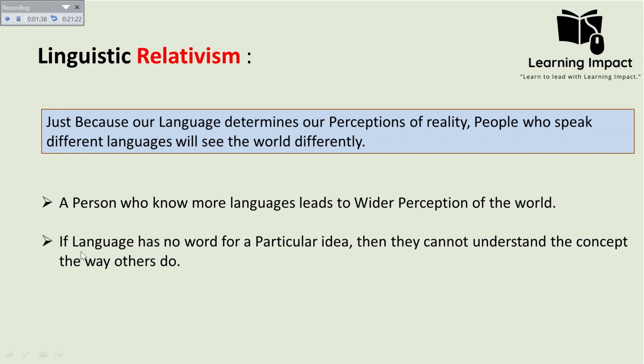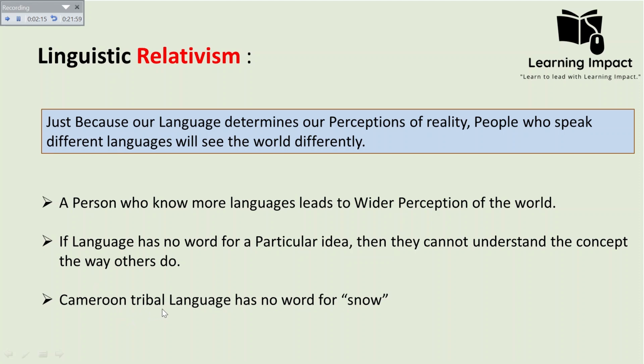Also, according to linguistic relativism, if a language has no word for a particular idea, then its speakers can't understand the concept the way others do. In order to understand the concept, you must have a word in your language for it. And there is an example of it. In the Cameroon tribal community, there is no word for snow, so they are not able to understand the concept of snow. The people of the Cameroon tribe believe that there is no such reality like snow.